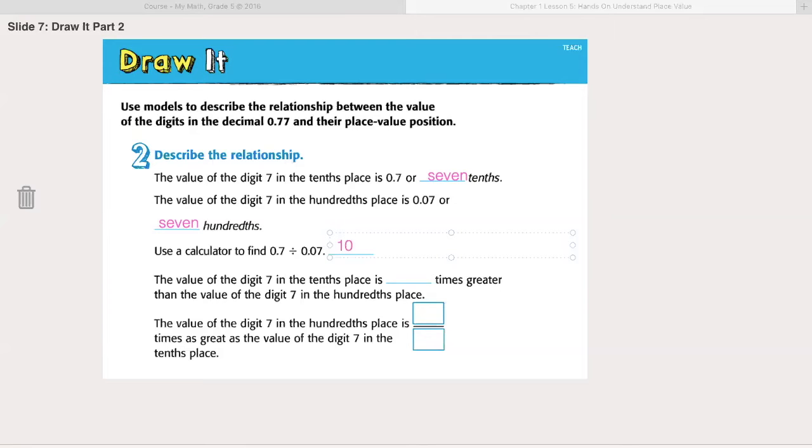Now, the reason that is important is because the value of the digit 7 in the tenths place is 10 times greater. And we have learned this with place value before, that the digit to the left is always 10 times greater than the digit to its right, the place value to its right. And the same holds true in decimals, right? The tenths place is 10 times greater than the hundredths place, which is 10 times greater than the thousandths place. The value of the digit 7 in the hundredths place is 1/10 times as great as the value of the digit 7 in the tenths place.